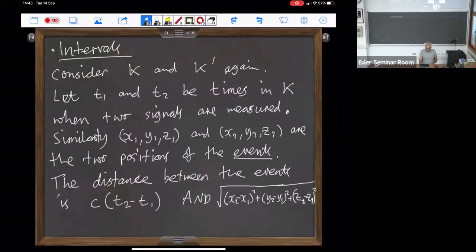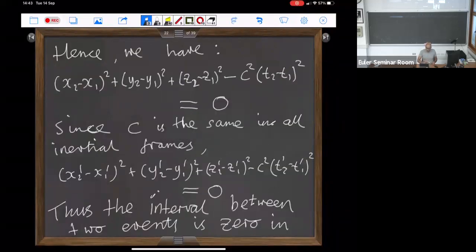On the other hand, you can take the Euclidean distance in space between them. So you just take x2 minus x1, take its square, and do the same for y2 and y1 and z2 and z1. And that gives you a distance. So these things have to be the same, because c, according to relativity, is the same in all inertial frames.